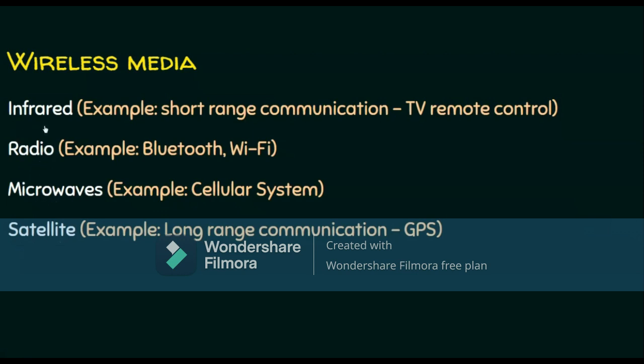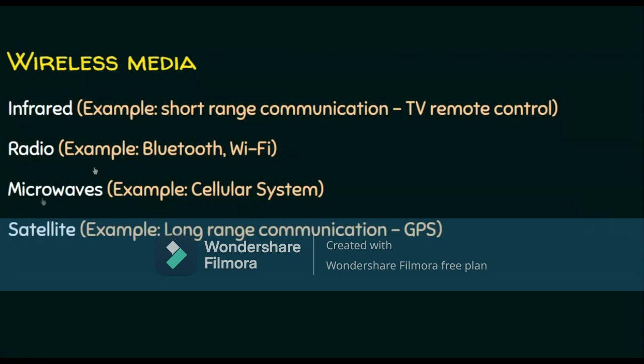Infrared waves are mainly used for short range of communication. Example, TV remote control. The wave between the remote control and the television is an infrared wave, and if the distance between the TV and the remote control increases, this communication cannot happen because infrared are used for short range communication. Coming to the radio wave, the range of this radio wave is higher than infrared. Bluetooth and Wi-Fi use radio waves.